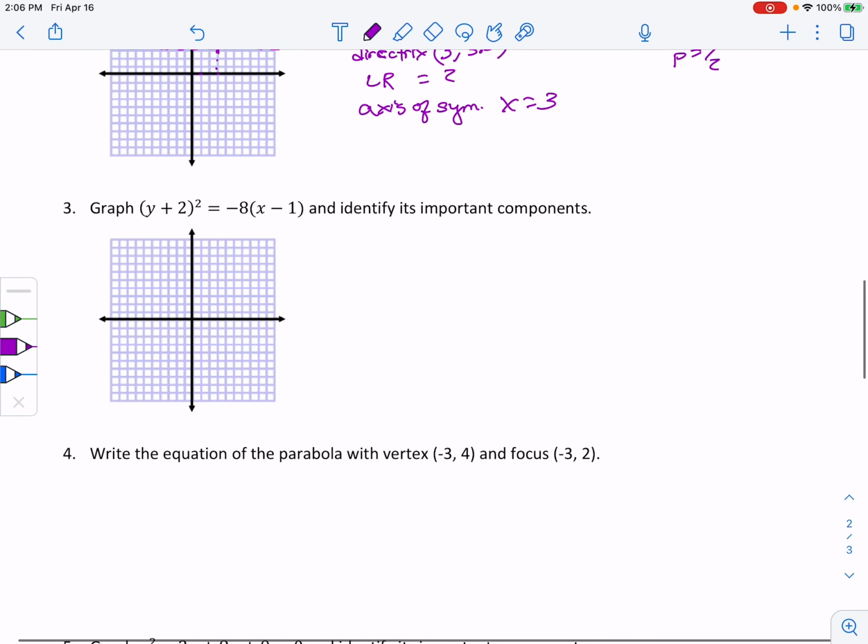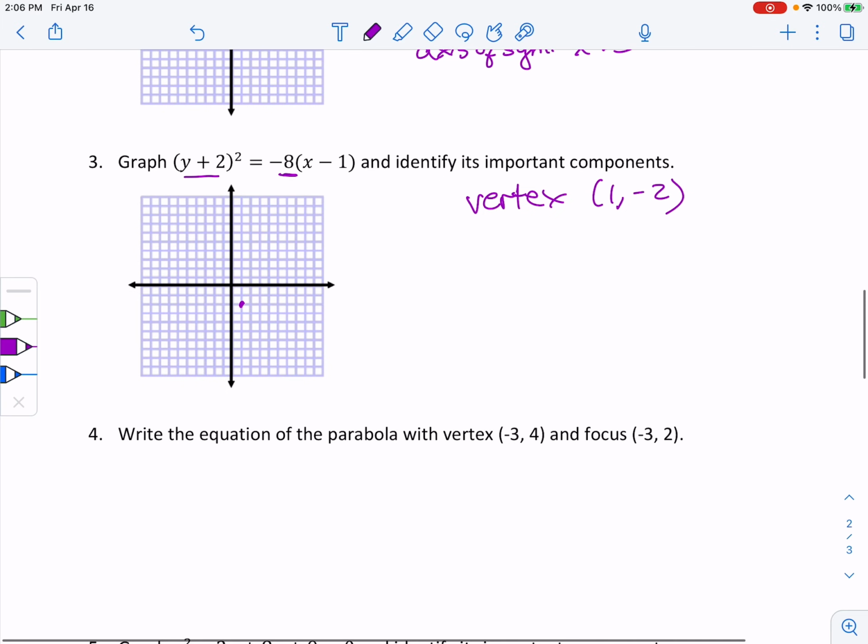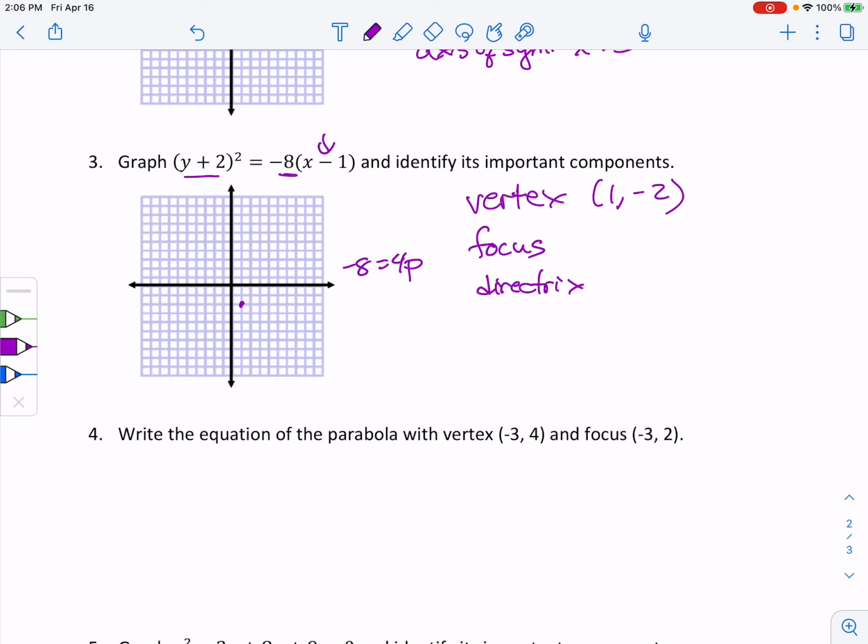Okay, here's another one. We've got a y squared. This is negative. So you know it's opening left. Okay, so my vertex is 1, negative 2. I know I need my focus and my directrix. Well, this is negative 8 equals 4p because it's with the not squared term. So p is equal to negative 2. Well, negative 2 backs me up this way. So 1 minus 2 is negative 1.